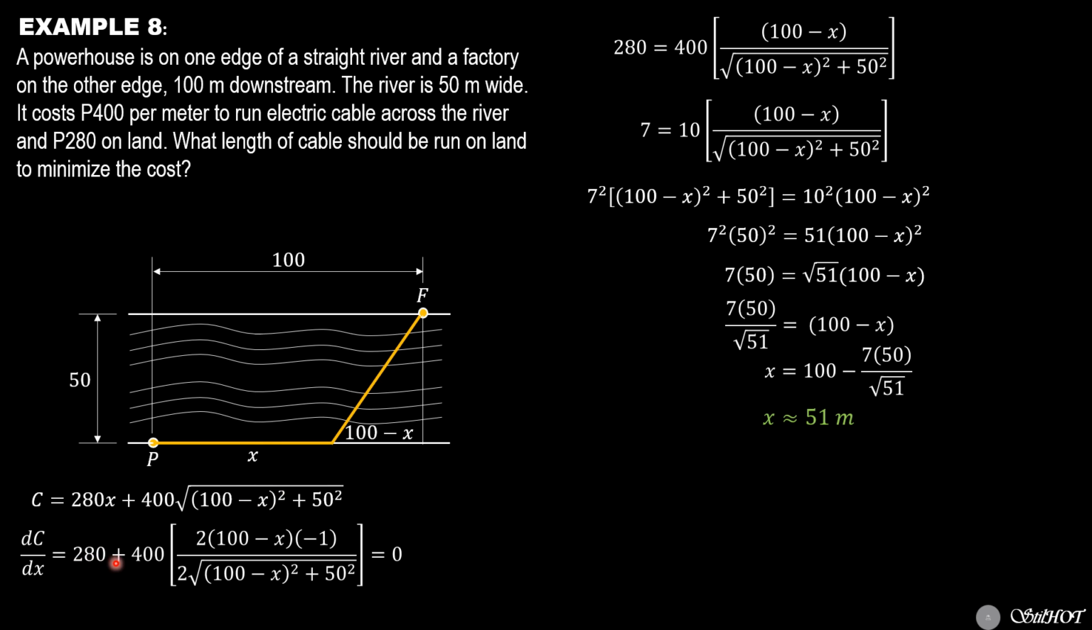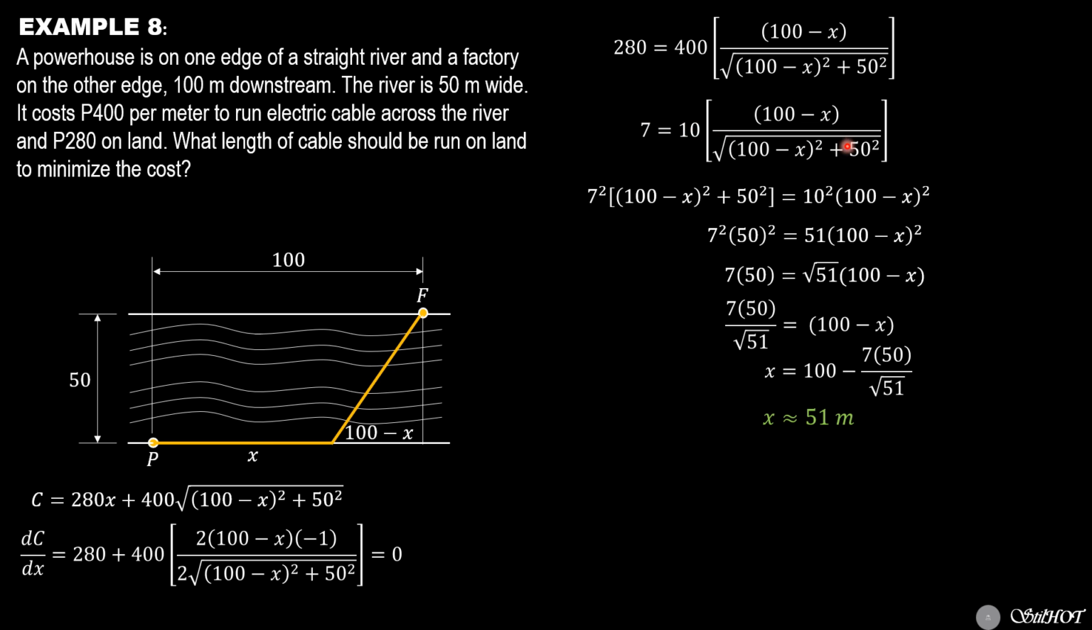So 280 plus, this is the square root of U, so 400 times the derivative of U, 2 times quantity 100 minus X times negative 1, over 2 square root of U. So cancel out 2, transpose this to the right. So we have 280 equals 400 times quantity 100 minus X over the square root of quantity 100 minus X squared plus 50 squared. These two are divisible by 40. So 280 divided by 40 is 7. 400 divided by 40 is 10.